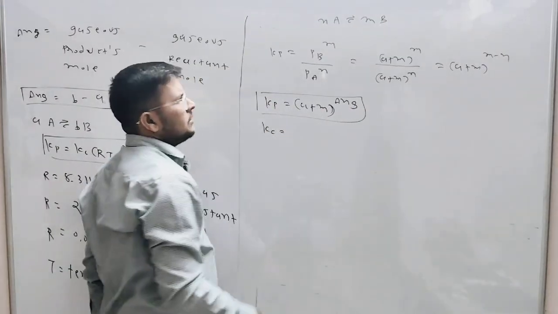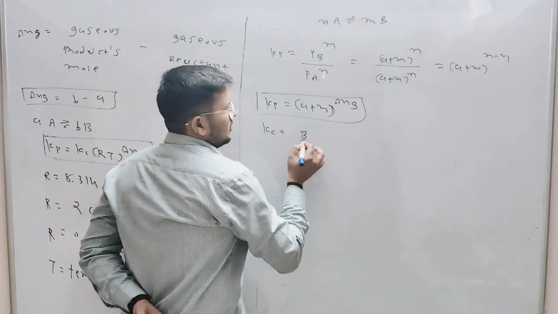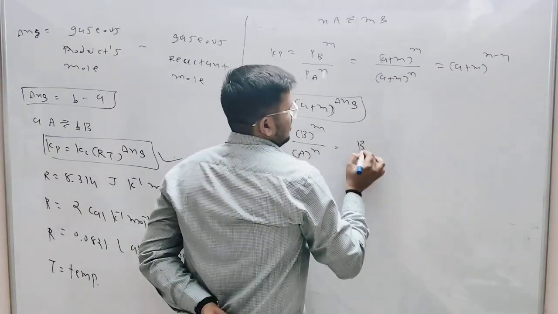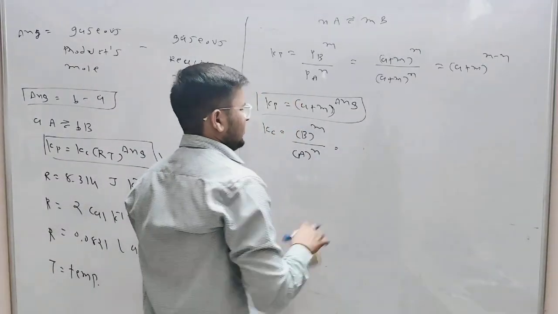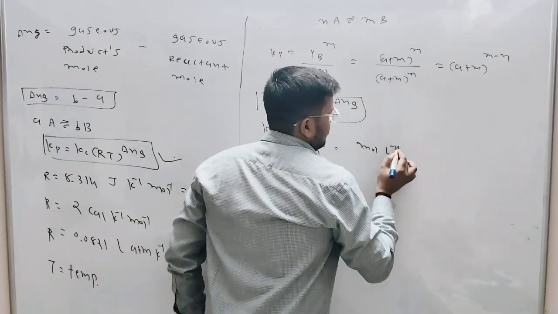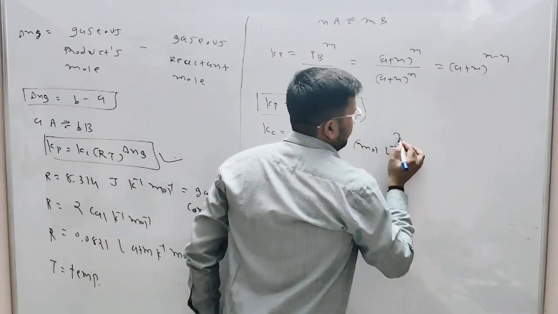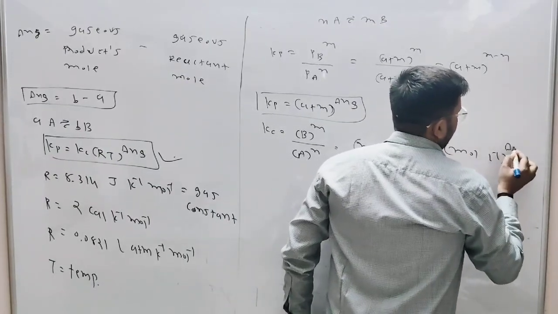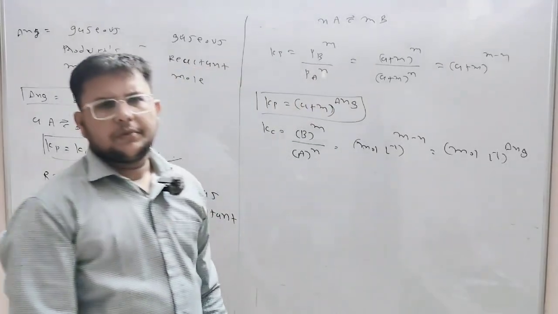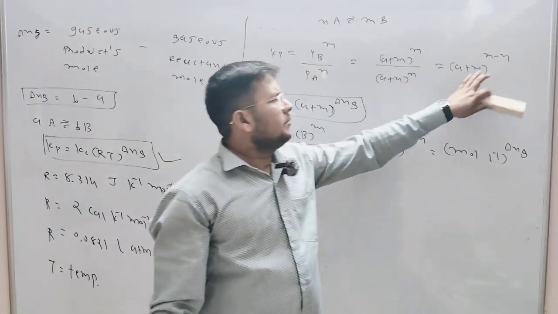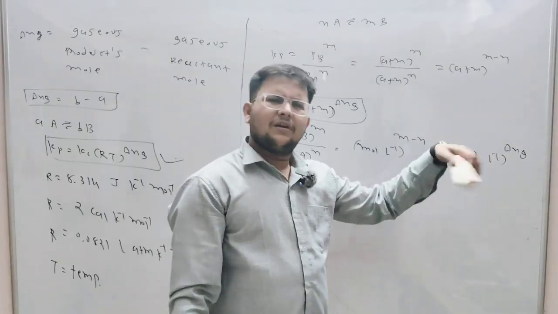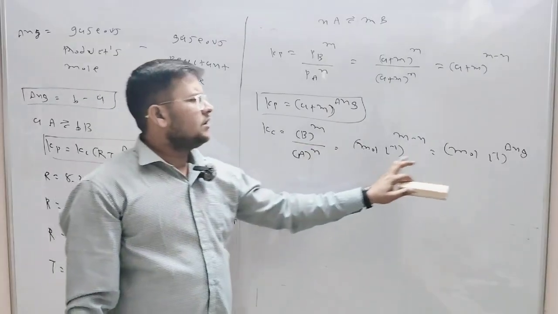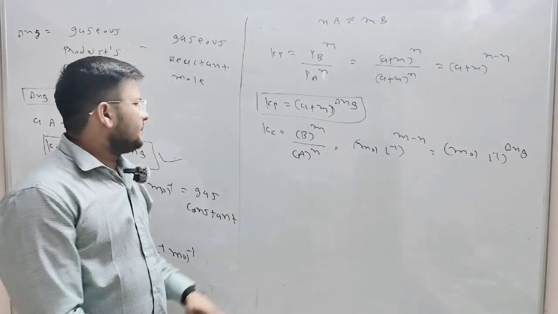Same for Kc. This will be concentration. Then you get the concentration of B raised to m over the concentration of A raised to n, concentration in molarity. Then you can say mole liter inverse raised to m minus n, that is, mole liter inverse raised to delta Ng. This will be the unit of Kp and Kc. For Kp, atm to the m minus n, though pressure can be in another unit also, it can be atm, bar, mm Hg. For Kc, mole liter inverse raised to delta Ng.